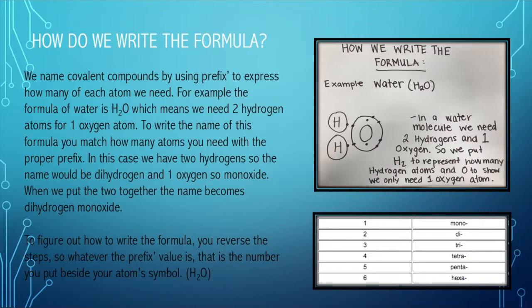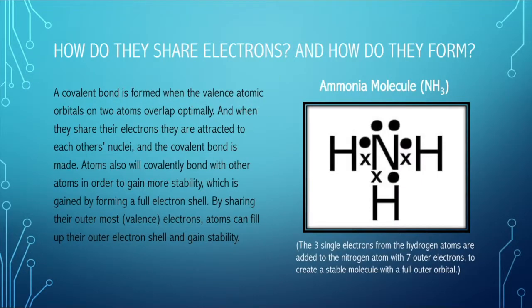In order to figure out how to write your formula, you just reverse the steps. Whatever the prefix value is that shows how many atoms you need to form the molecule, that is the number you put beside the atom symbol. A covalent bond can form when the orbitals of the electrons of each atom overlap, and each of their electrons are attracted to each atom's nuclei.